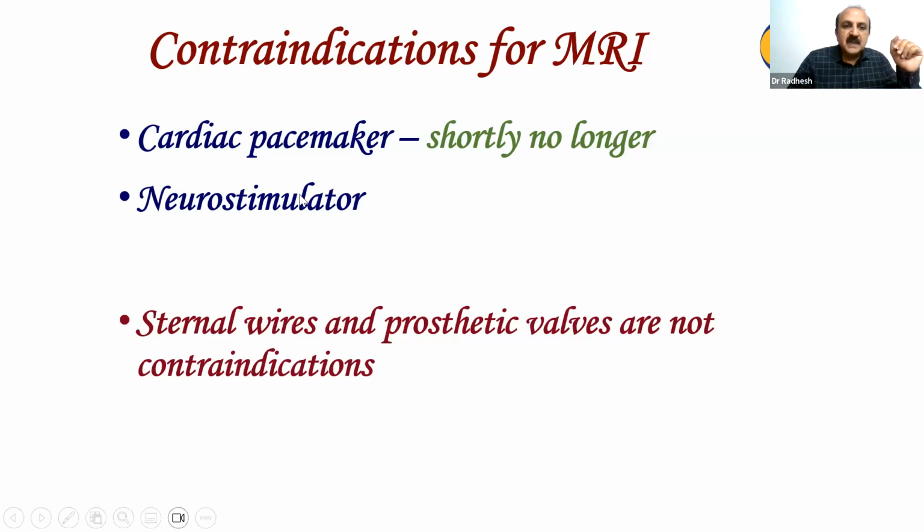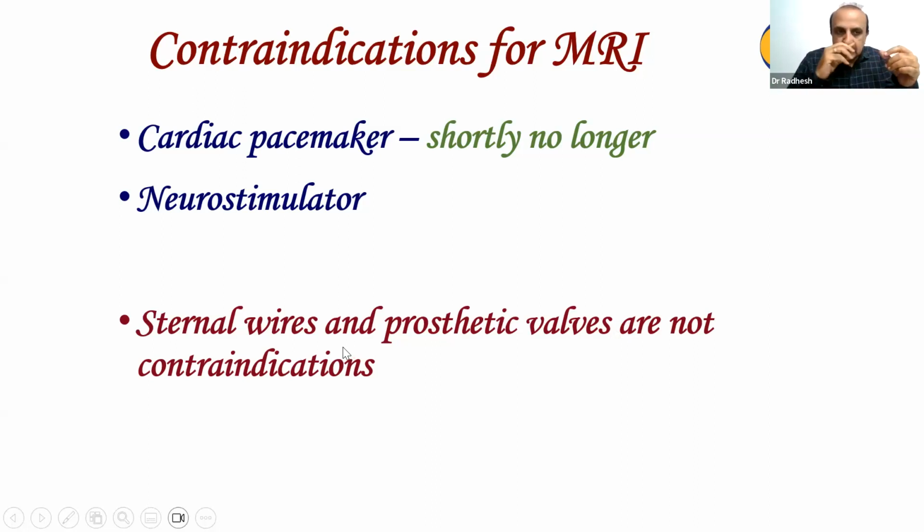Okay. Then neurostimulators again are a contraindication, which you should not send these patients for MR. As of now, think of 2 things, pacemaker and neurostimulator. So there are 2 hearts. One is the heart in the thorax and one the heart in the brain. Okay, do not send these patients for MR. Sternal wires and prosthetic valves are not contraindications. Okay, if the patient has a sternal wire.